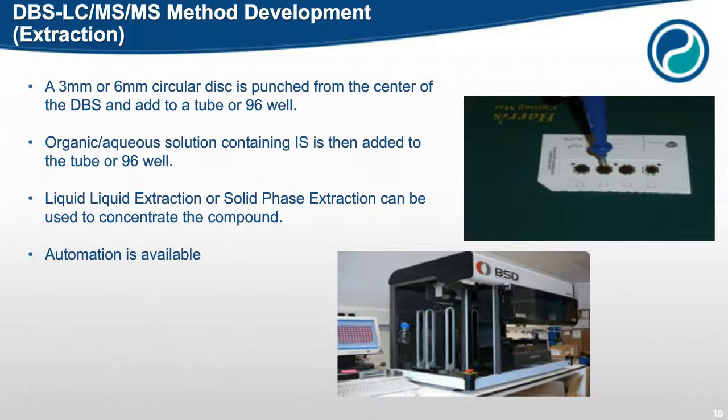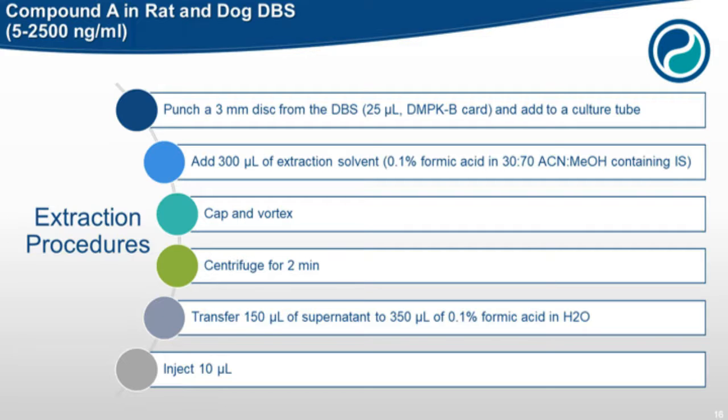So following the previously discussed rules and method, we developed two methods. Let's call it compound A in both rat DBS and dog DBS. In this slide, I showed you the procedures for these two methods. They are identical, and this procedure is similar to the typical procedures I just showed you. There's one extra step, which is centrifuge for 2 minutes. We add this step just to get rid of some small particles in the liquid.